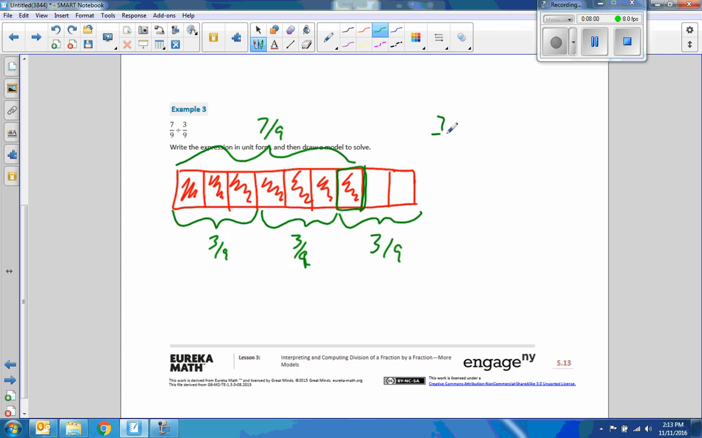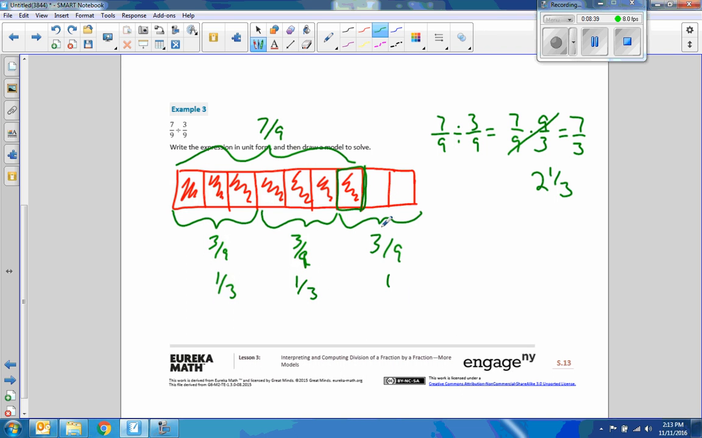Now if I were to do this mathematically, 7 ninths divided by 3 ninths equals 7 ninths times 9 thirds. Ninths cancel, and I get 7 thirds, or 2 and 1 third. Okay, so these are all thirds. 1 third, 2 thirds, and another third. 3 ninths is the same as 1 third. 1 third, 1 third. Okay, 2 and 1 third.